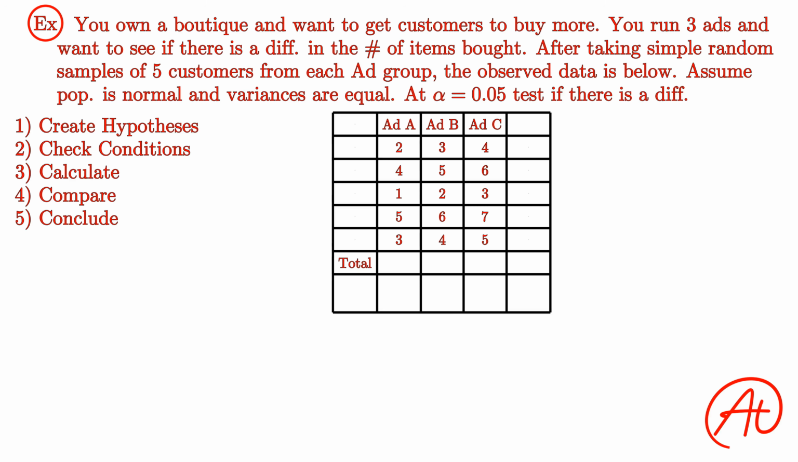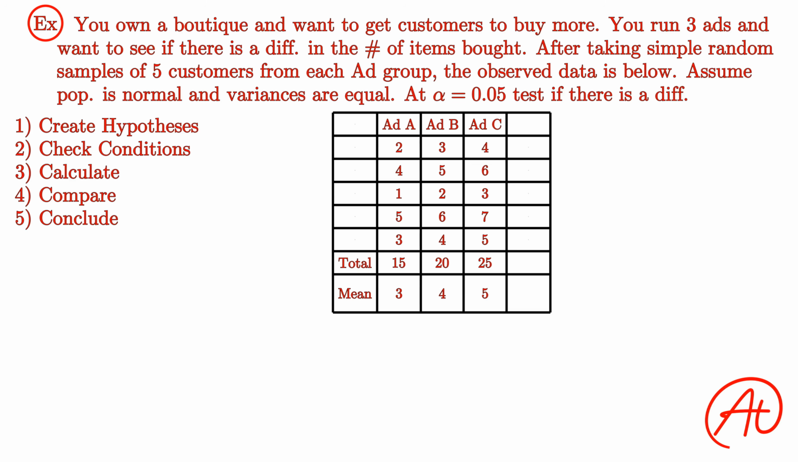For example, for ad A, we would just add 2 plus 4 plus 1 plus 5 plus 3 to get 15. Doing the same for the other columns, we would get 20 and 25. Next, let's calculate the mean number of items bought for each group. This would just be the total divided by the sample size of each group, which is 5. So for our columns, we would get 15 divided by 5, 20 divided by 5, and 25 divided by 5, which is just 3, 4, and 5.